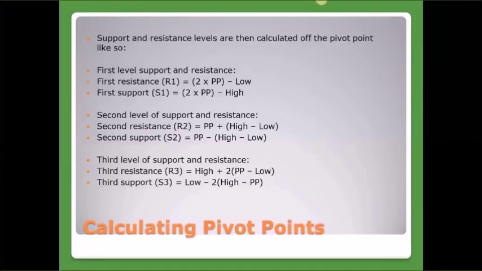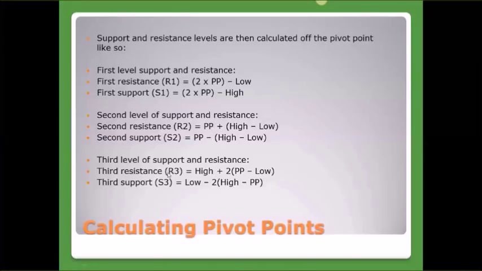And then to calculate your support and resistance areas, the first resistance, R1, is 2 times the pivot point minus the low, and your first support area, S1, is 2 times the pivot point minus the high. So this is how you would calculate these two. And then R2 is pivot point plus high minus low, and S2 will be pivot point minus high minus low. So it's just the difference of whether you're adding to or subtracting from.